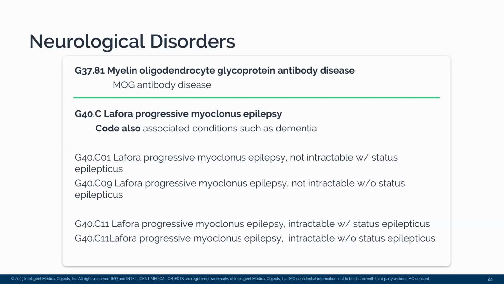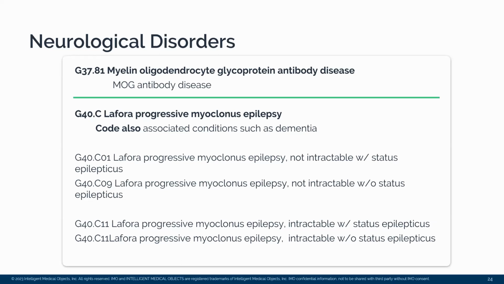We also have codes for Lafora body disease, which is also known as Lafora progressive myoclonic epilepsy. This is a neurodegenerative condition that results in the accumulation of abnormal glycogen aggregates called Lafora bodies in the brain, heart, and liver, and that creates a progressive degeneration of the nervous system, which results in a variety of seizures. There's also a rapid cognitive decline and gross and fine motor regression.